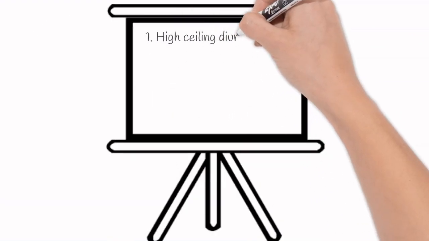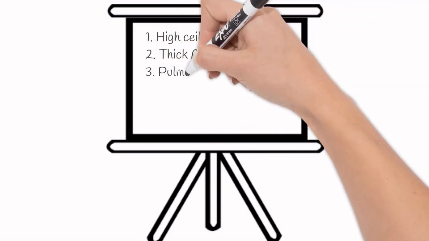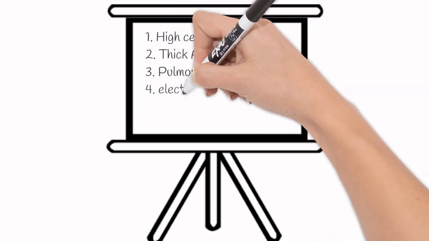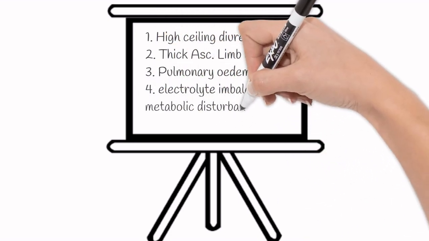Furosemide is a high-ceiling diuretic. They act in the thick ascending limb of the loop of Henle. They can be used in the management of pulmonary edema. They cause electrolyte imbalance, metabolic disturbances, and can cause ototoxicity.